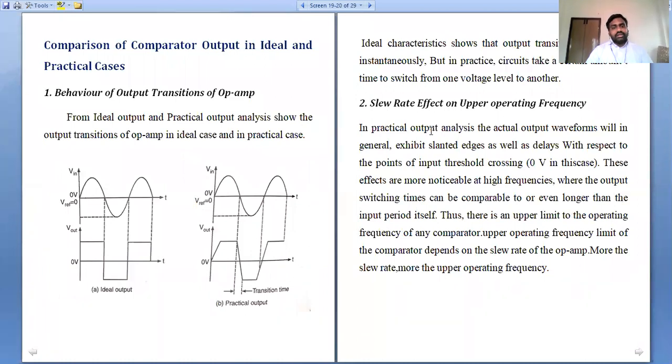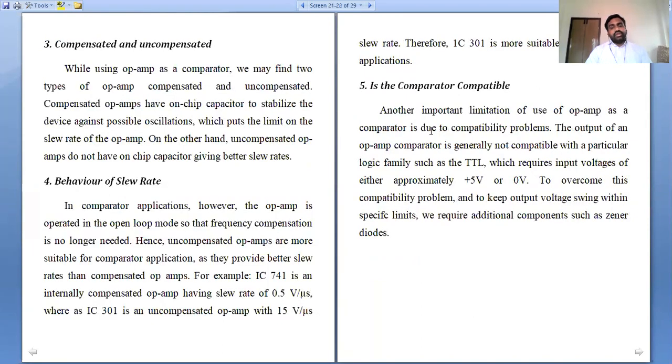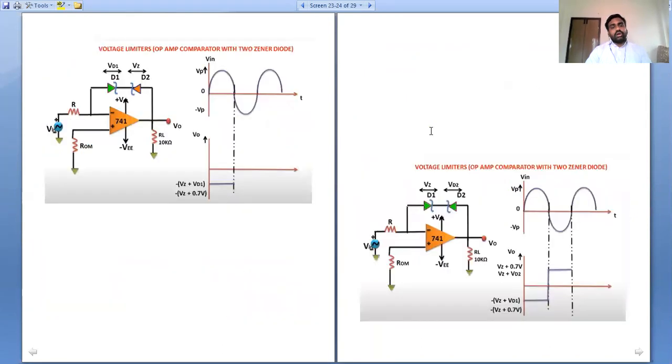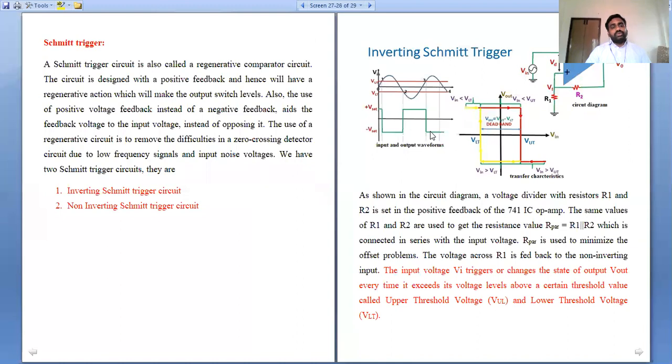in practical cases. Okay, so next we will discuss the Schmitt trigger. Schmitt trigger is also known as a regenerative comparator circuit. So what is the purpose of the Schmitt trigger? The Schmitt trigger is the second most important application of the operational amplifier, the first application being the zero crossing detector.